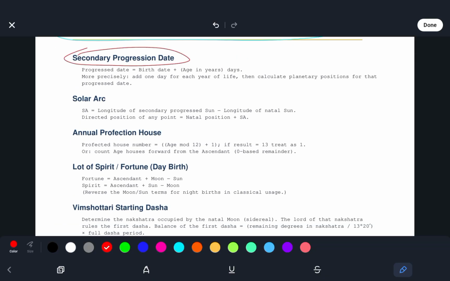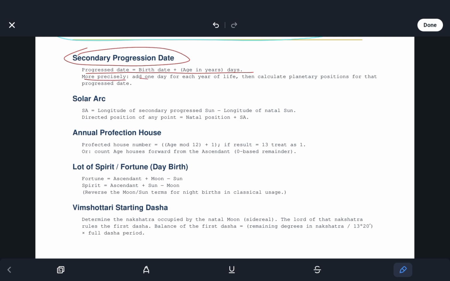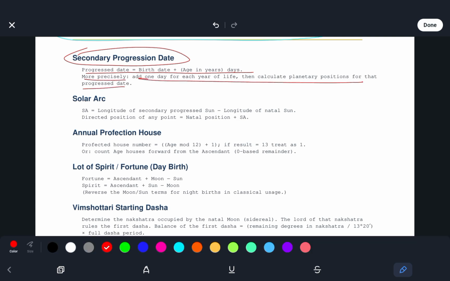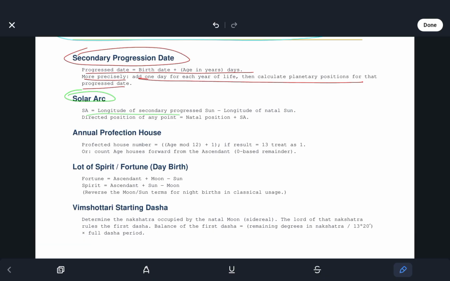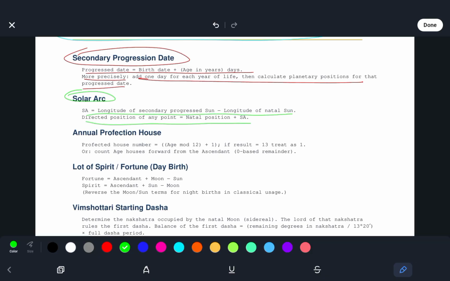Secondary progression date: the progressed date equals birth date plus age in years as days. More precisely, add 1 day for each year of life, then calculate planetary positions for that progressed date. Solar arc: SA equals the longitude of the secondary progressed Sun minus the longitude of the natal Sun. Directed position of any point equals natal position plus SA.